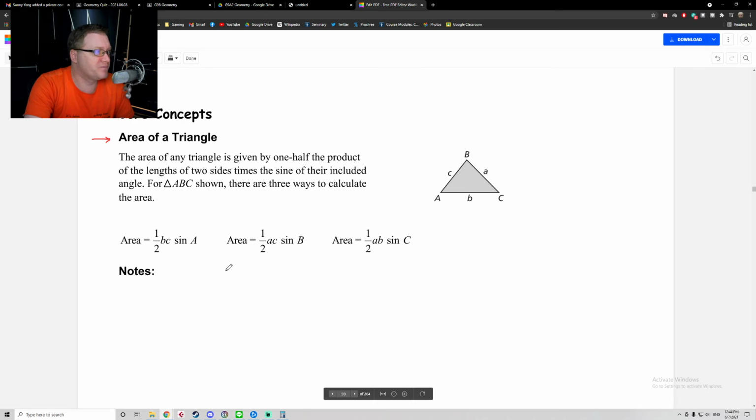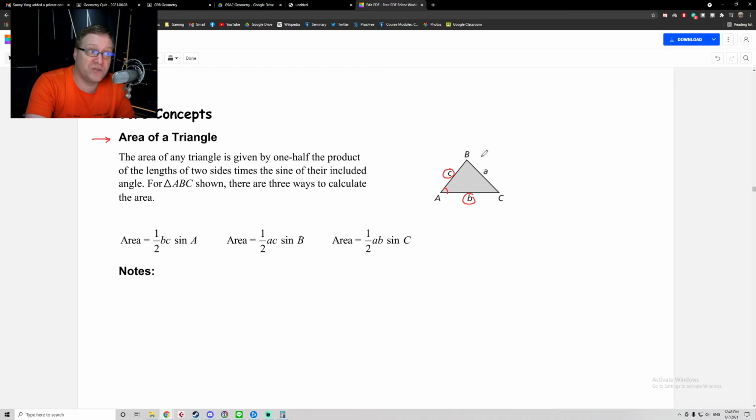This is the area formula. The area of the triangle equals 1/2 side b times side c times the sine of angle A. And this works for any two sides and the angle that is between the two sides.